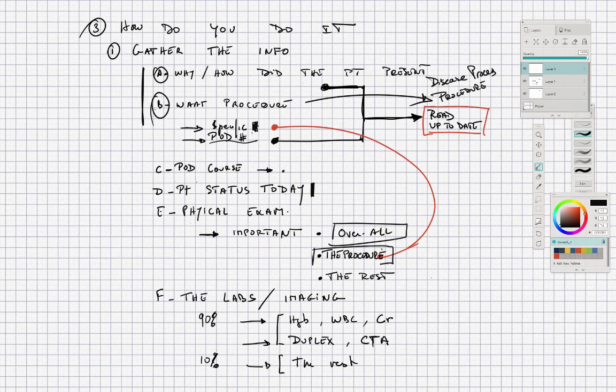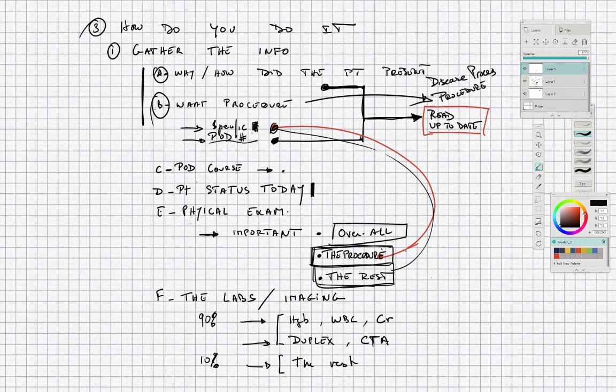How is the status of the procedure? If I did a bypass, it's important for me to know if the bypass is open or not. Does the patient have rest pain or not? And then the rest of the physical exam, of course. And this relates to the specifics.